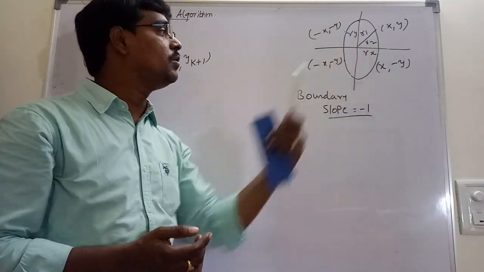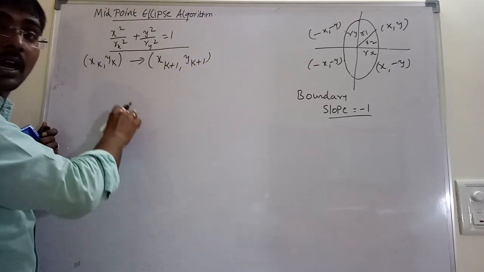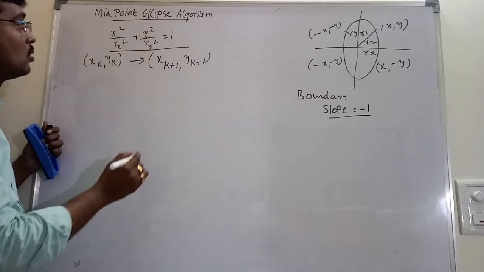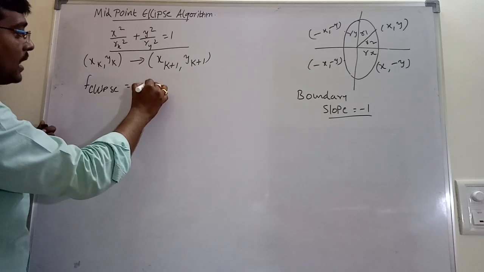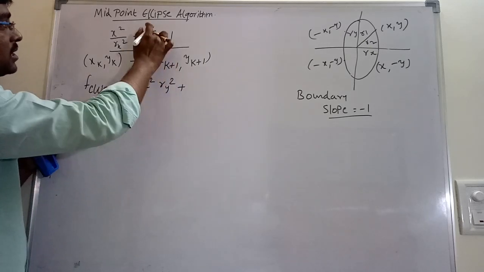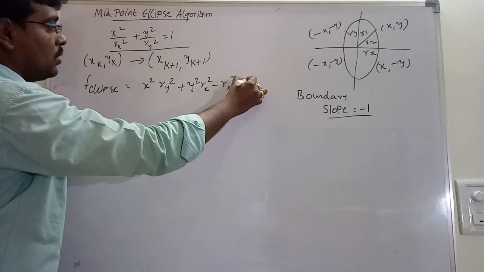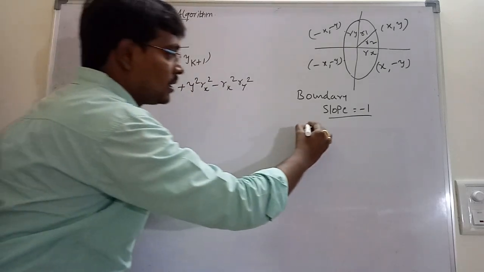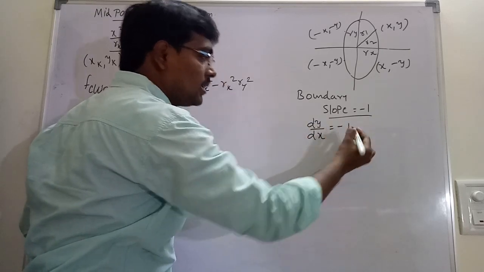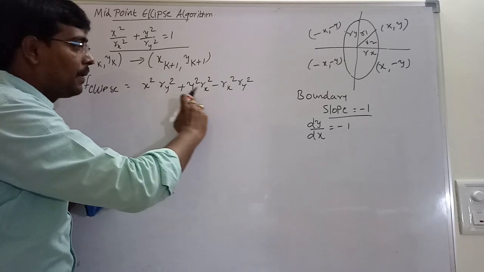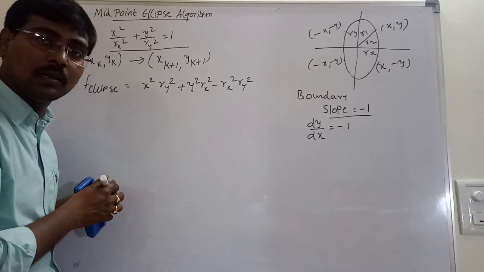So, the condition for moving from region 1 to region 2. For example, observe this point. The ellipse equation x square by rx square plus y square by ry square is equal to 1 becomes x square into ry square plus y square into rx square minus rx square ry square, a simple LCM term. Slope equal to minus 1 means dy by dx is equal to minus 1. Perform the dy operation on this term. Here dy means only y coordinates are considered and all remaining terms are treated as constant.